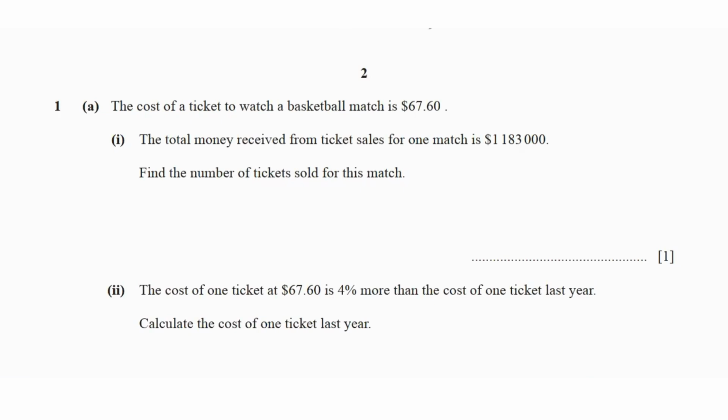And the first question says the cost of a ticket to watch a basketball match is $67.60. The total money received from ticket sales for one match is $1,183,000. Find the number of tickets sold for this match. So for the number of tickets, we'll divide the total money by the price of one ticket. And that's going to give us 17,500.